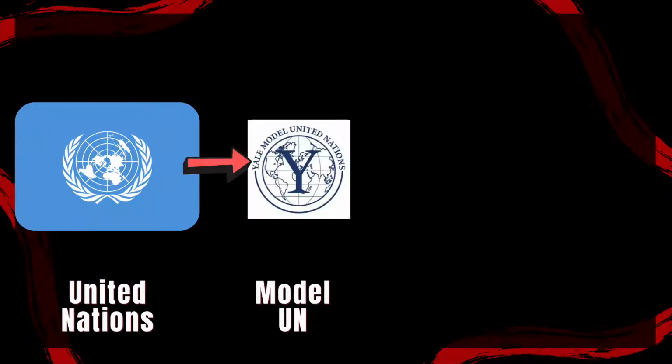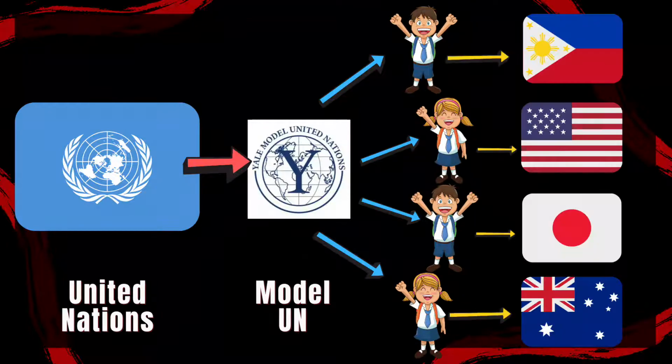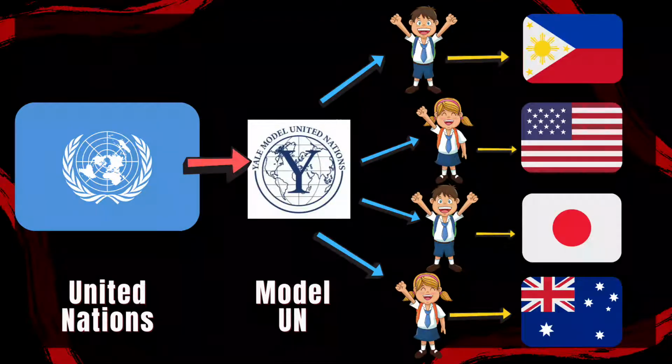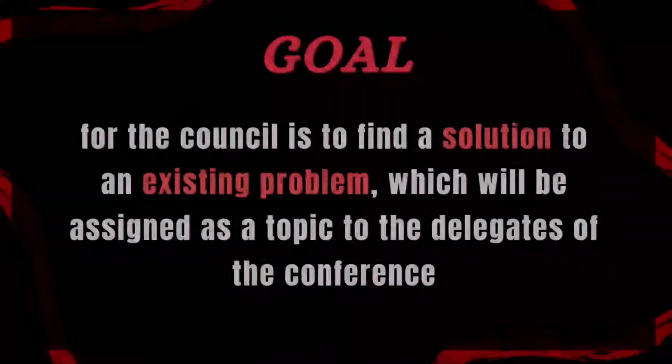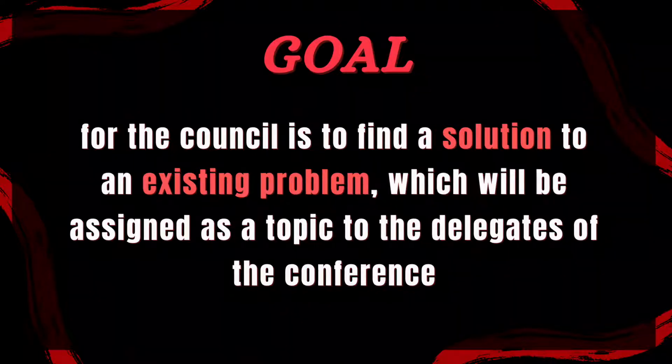All types of Model United Nations are simulations of the real-life United Nations. These events allow participants, who are called delegates, to take the place of a representative of a country or an international organization. The main goal of the program is for the Council to find a solution to an existing problem, which will be assigned as a topic to the delegates of the conference.